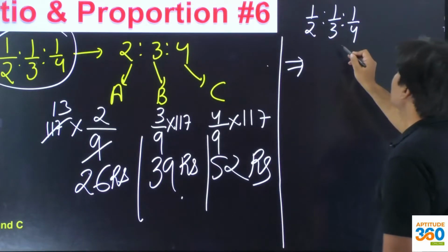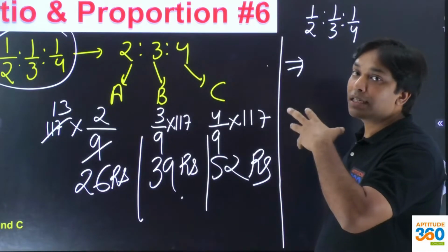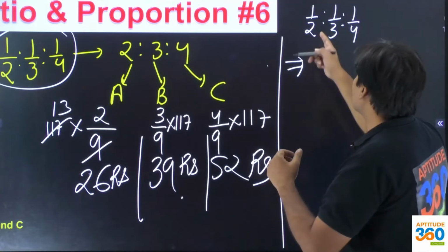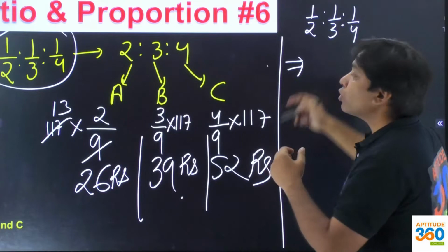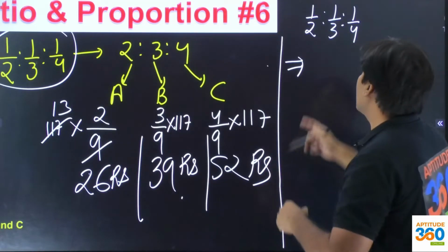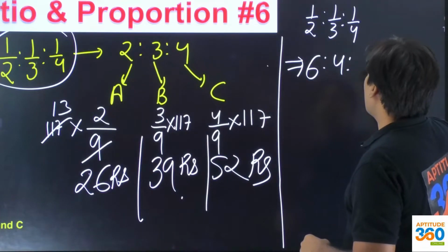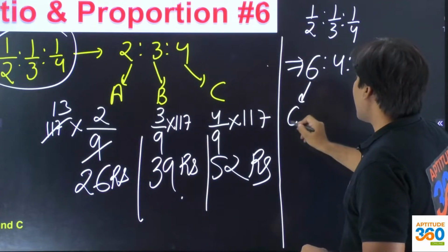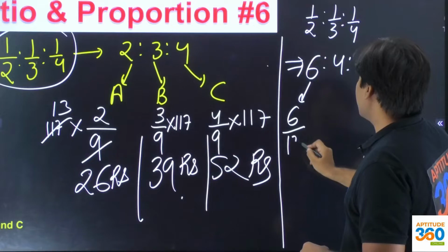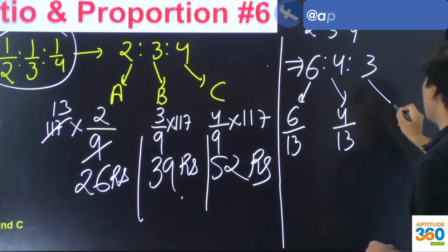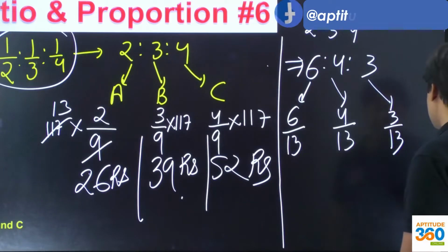You can write this value as, because you will have to take the LCM of denominators, and the values in denominators are 2, 3, 4. If you take LCM, it is coming out as 12. Multiply all these by 12, you will be having 6 and then 4 and then 3. So A must have got 6/13, B must have got this, and C must have got this.